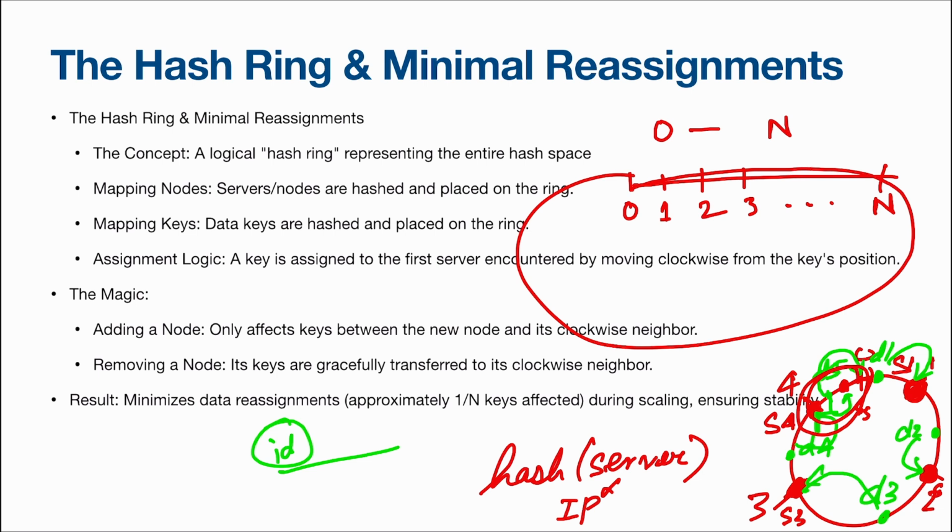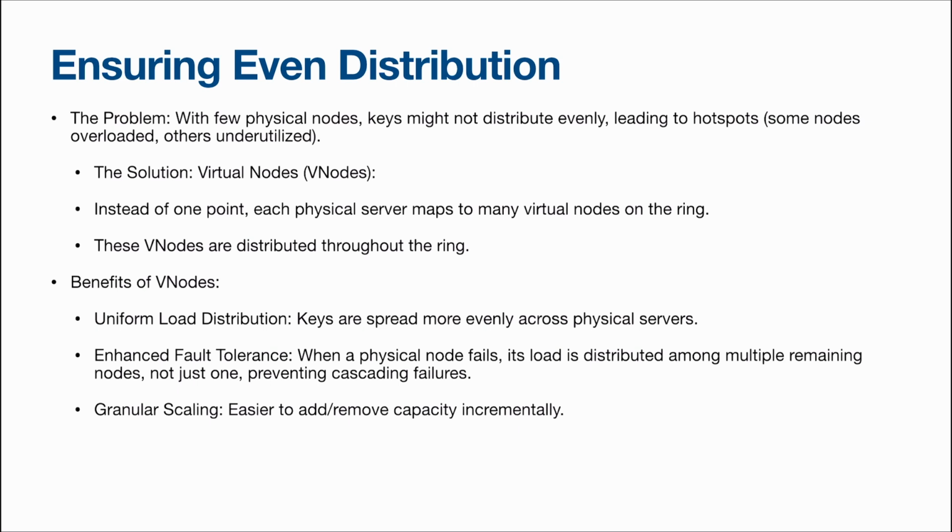Also, we don't need to invalidate cache everywhere. We only know when we add or remove a server which range of keys are affected, and then we only rebalance those and take necessary actions on those. And that's a huge computational advantage over the traditional hashing. So consistent hashing looks very good in theory.